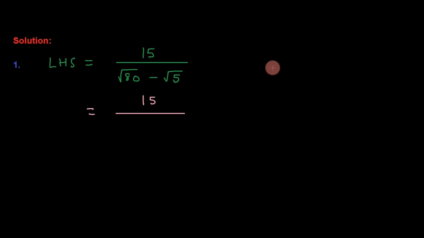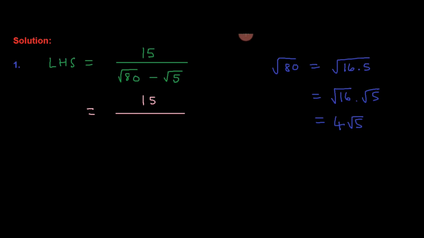Now the square root of 80, we're going to write as the square root of 16 times 5. 16 is the largest perfect square that goes into 80. And we're going to split up the surd into the square root of 16 times the square root of 5. And this is 4 square root 5. So 4 square root 5.